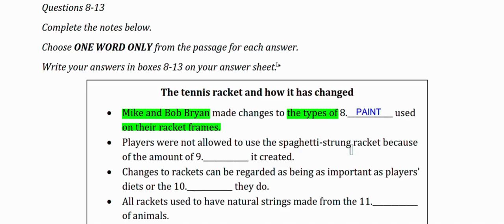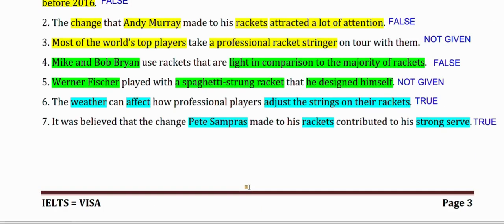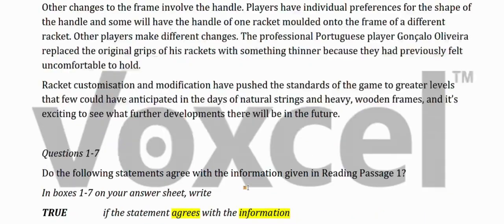Okay, moving on to the next question. Players were not allowed to use this spaghetti strung racket. So we know this particular keyword where it is written. Players were not allowed to use this spaghetti strung racket because of the amount of. So if you have read that particular information carefully, we know what word should be here, but we will again not rely on our memory entirely. We will read the passage again to know the exact word that we need to find. Let's see.